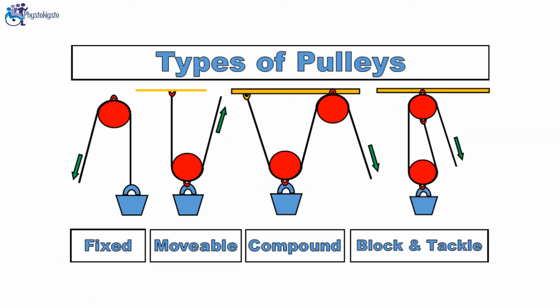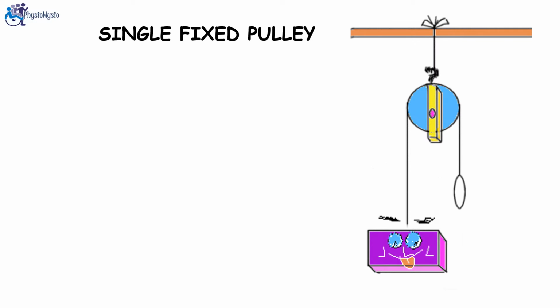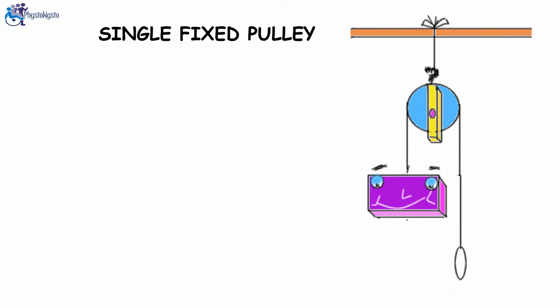Types of pulleys are fixed, movable, compound, and block and tackle. In a single fixed pulley, the pulley block is fixed to some suitable support, and the rope which passes around the wheel is attached to the weight at one end and the effort is applied at the other end. This is used to alter the direction of force and enables traction resistance to be applied at any angle.